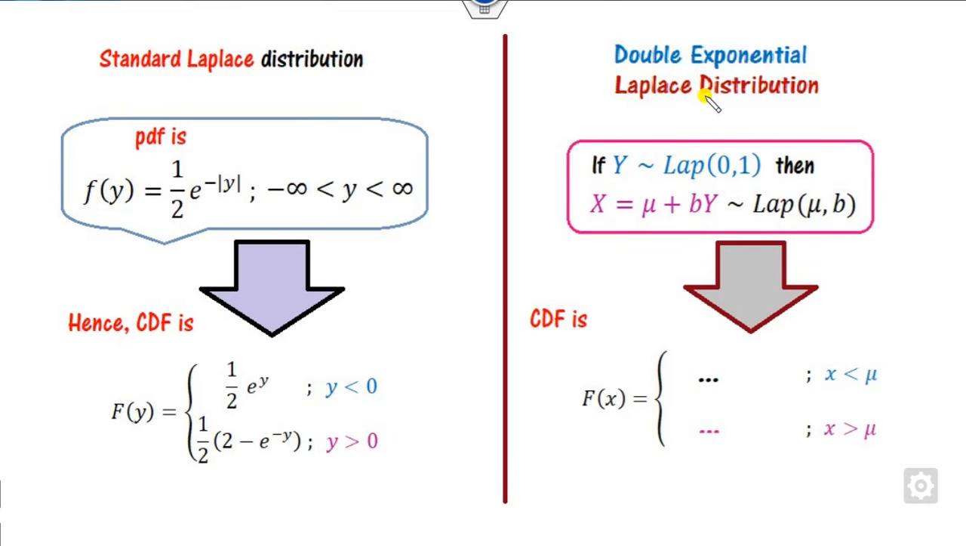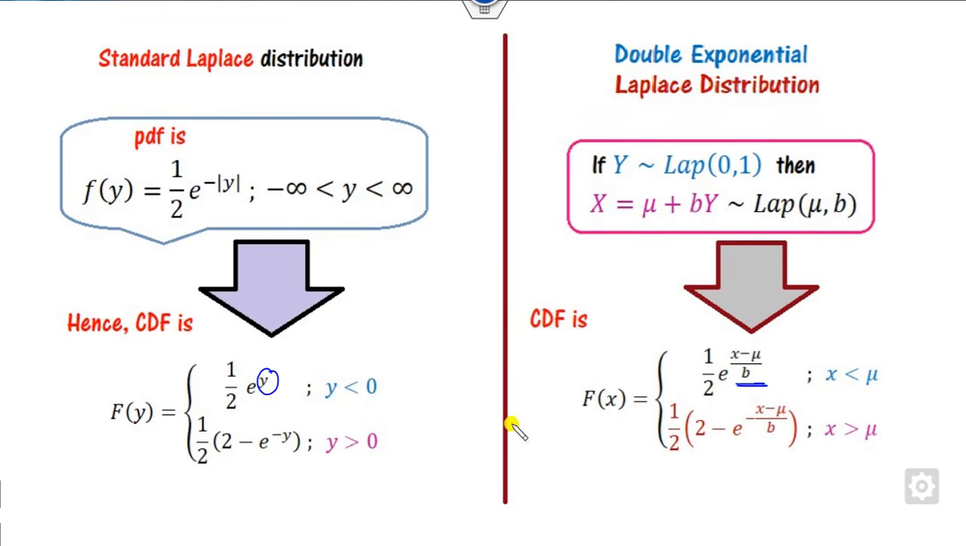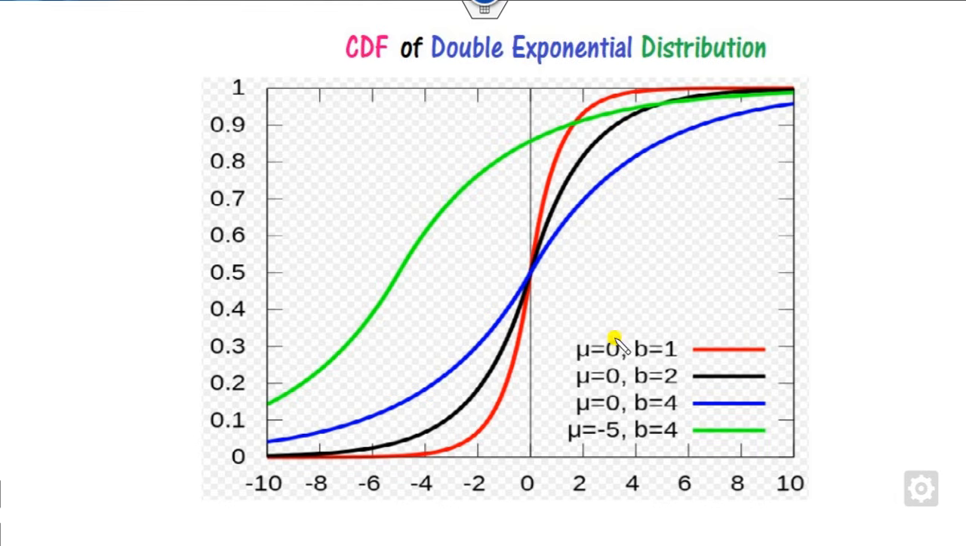Also you can find the Laplace CDF of the double exponential. What you can do is simply replace y with x minus mu upon b. So I replace y here, and x minus mu upon b less than 0 means x is less than mu. Similarly for the other case, this is the CDF of the double exponential distribution. This is the graph of the double exponential distribution when mu is 0. This is the graph corresponding to the standard, while the others correspond to other parameters.